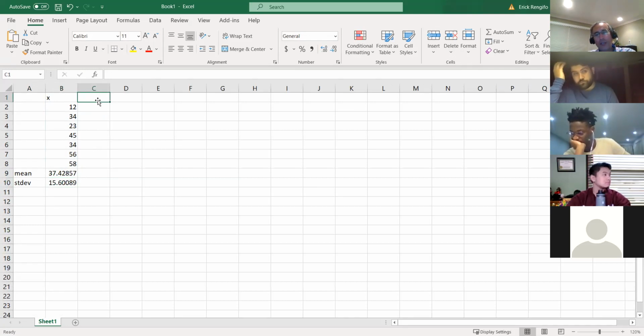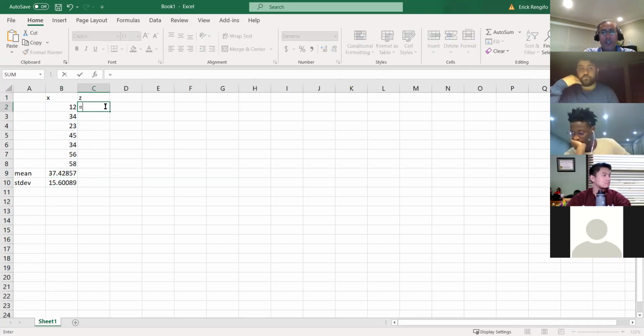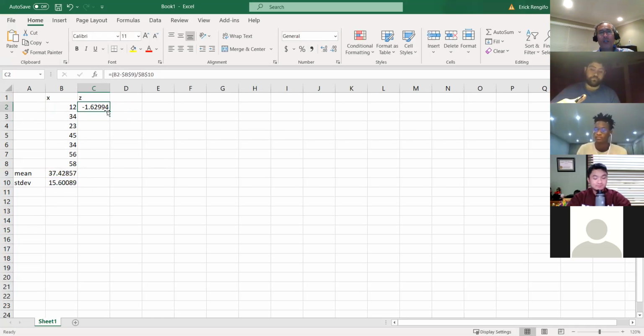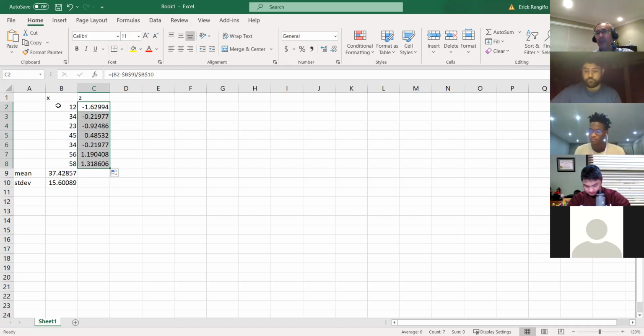How do I define the variable Z? Z equals every single number. I'm sorry, what I'm doing is every single x_i minus its mean, F4, just to fix it, divided by the standard deviation F4, fixed. So I need to put parentheses here. Do you see what I'm doing, guys? I'm building my Z, correct? So if you take a look, these are the Z values. If you see, guys, the Z are simply transformations of X.